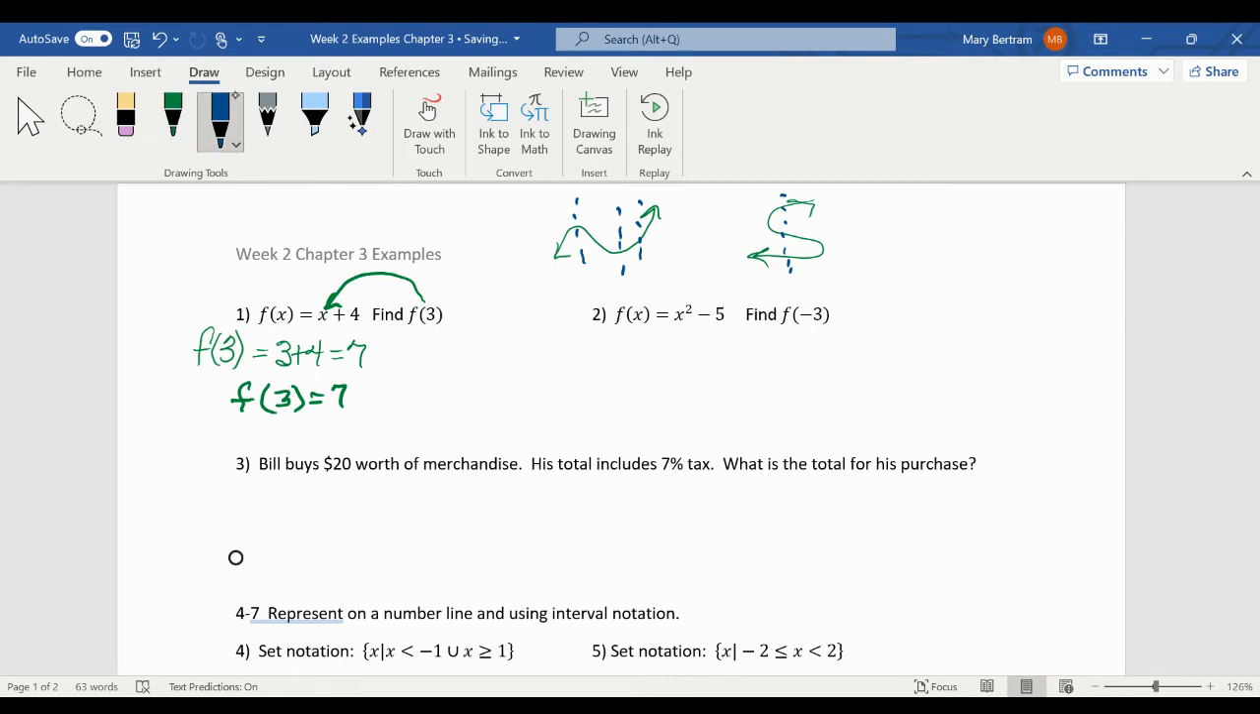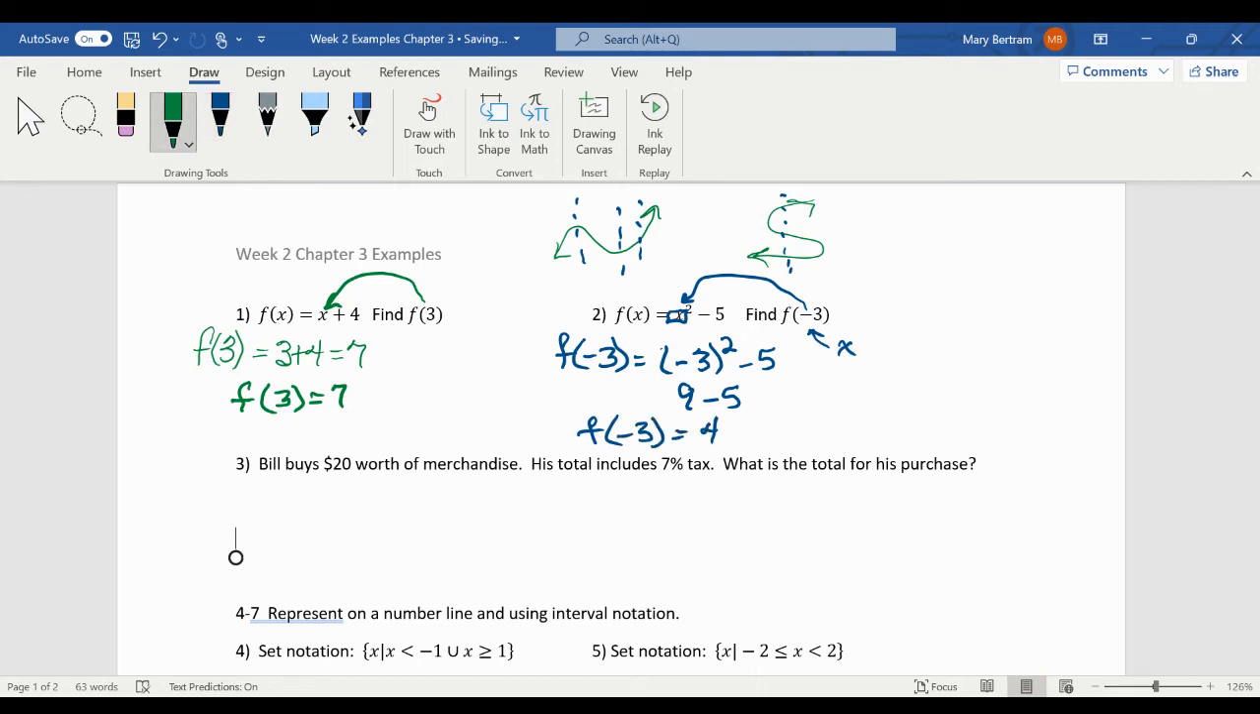Now we're going to go ahead and look over here. This is f of negative 3. That means that negative 3 is the x value. So we're going to substitute that in here. And when you do that, one thing just to be careful is the negative 3 goes in place of the x. So it's going to get squared, the whole thing. So negative 3 squared. And then, of course, the minus 5. So negative 3 squared is a positive 9. And positive 9 minus 5 is 4. So f of negative 3 is 4.